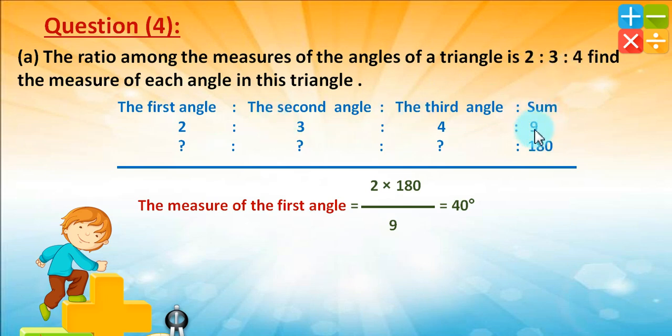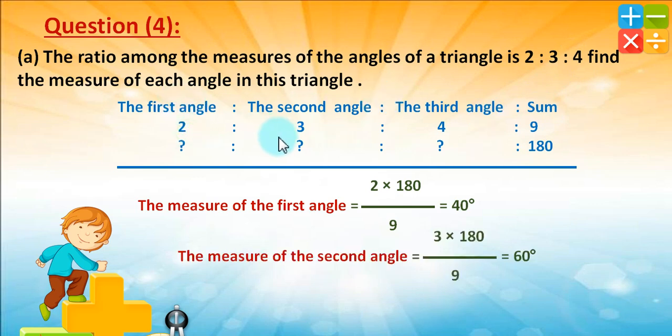الصم المجموع ده أنا هجمع القيم اللي قدامي دي 2 plus 3 equals 5, 5 plus 4 equals 9 وأنا عارف إن مجموع قياسات زوايا المثلث 180. لما أجي أحسب الميجر للفيرست أنجل equals 2 times 180 divided by 9.